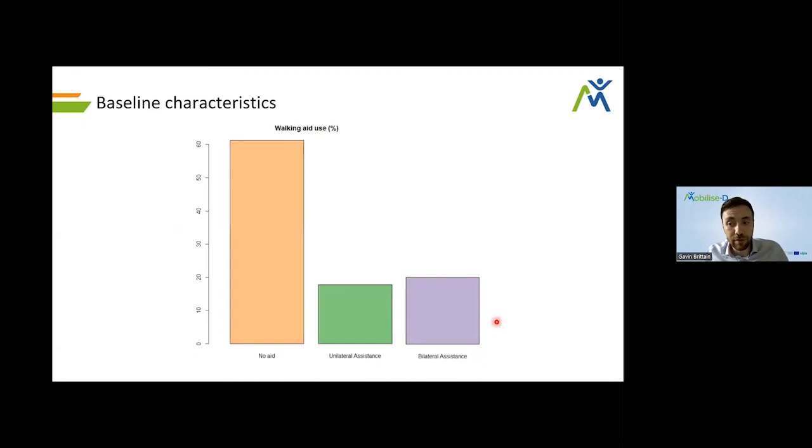The vast majority of our patients, just over 60%, use no walking aid, with just under 40% using an aid, and that's almost equally split between unilateral assistance, i.e. one stick or a crutch, to bilateral assistance, which can be either 2 sticks or 2 crutches, or a Zimmer frame or a wheeled walker.